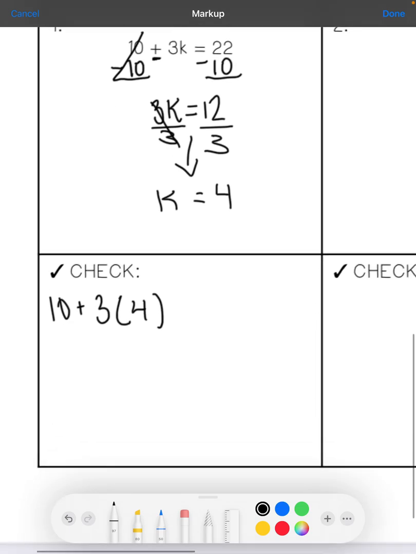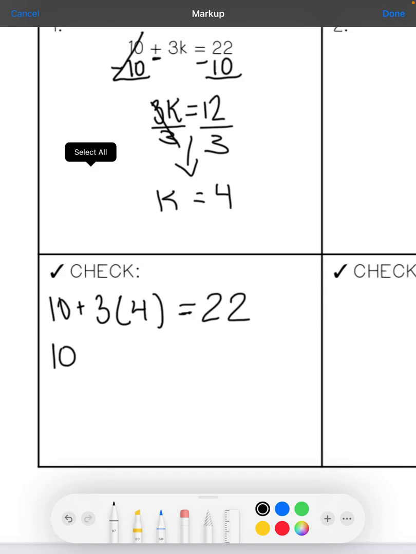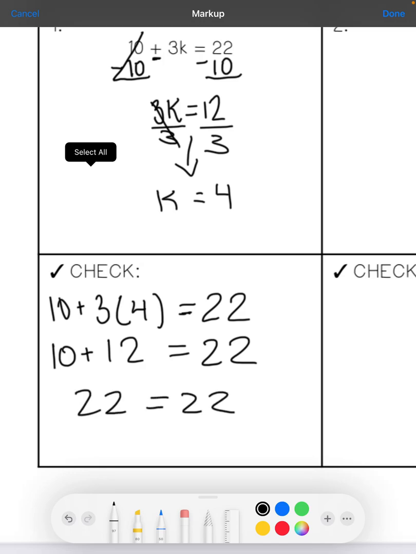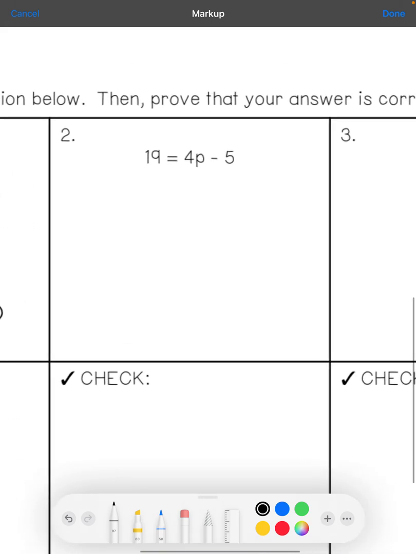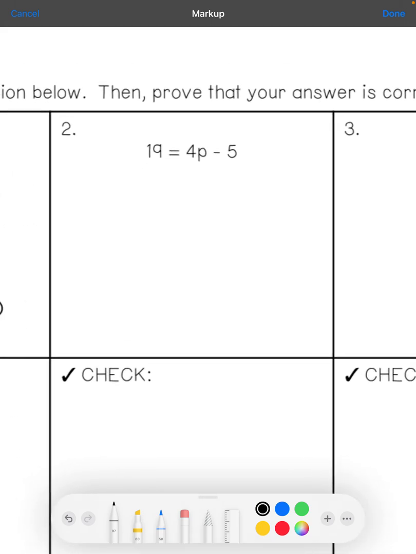And now we check it. So we have 10 plus 3 times 4. Remember, we're plugging our variable in. There's a k right here, so we're going to plug our 4 in right next to the k. Equals 22. 10 plus, what's 3 times 4? 12 equals 22. 10 plus 12, 22. Does 22 equal 22? Yup, looks like our answer, k equals 4, is correct, because remember we want both sides of the equal sign equal to each other.